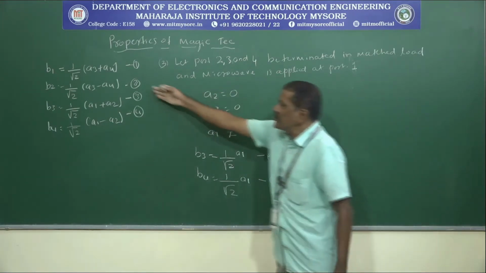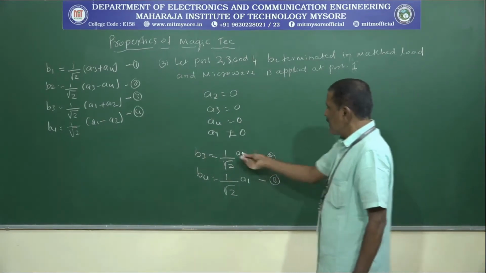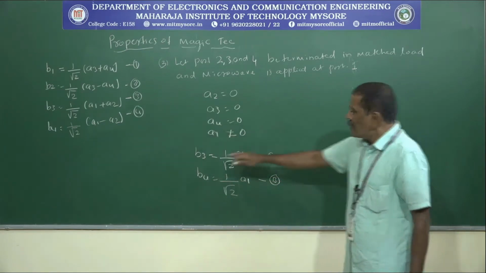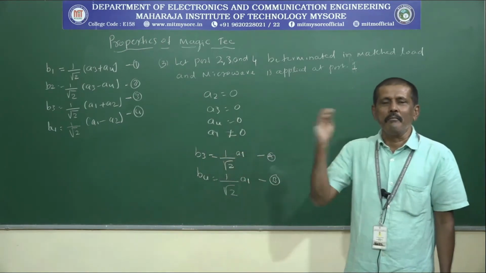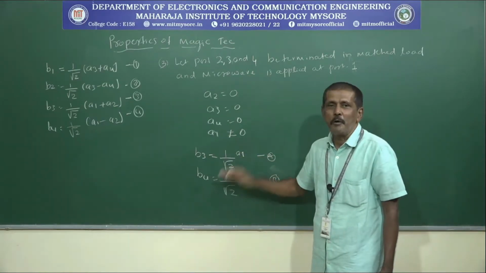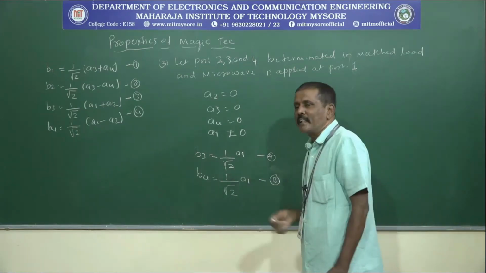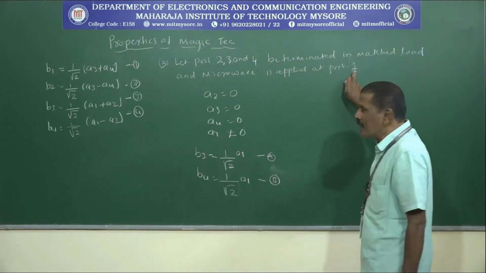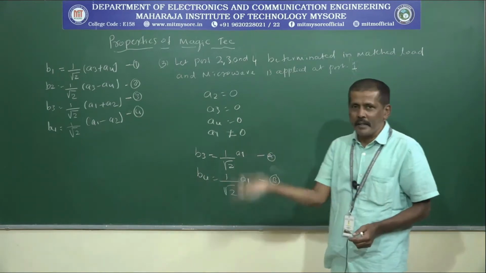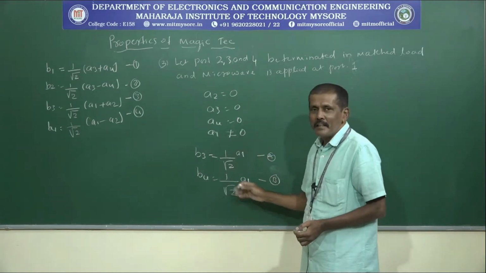By substituting these values in this equation, I am getting B3 and B4. So B3 is equal to A1 divided by root 2 and B4 is equal to A1 divided by root 2, where B3 is the output wave or the signal that you are getting from port number 3, and B4 is the output wave or the signal that you are getting from port number 4. What this indicates is that if you apply the signal at port number 1, this signal is equally divided between port 3 and port 4, having the same magnitude and the same phase.